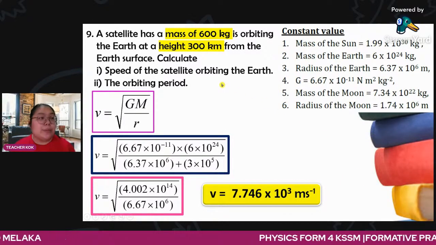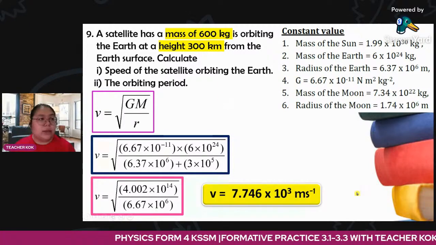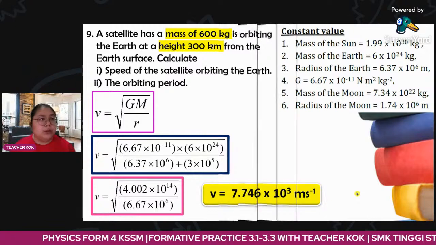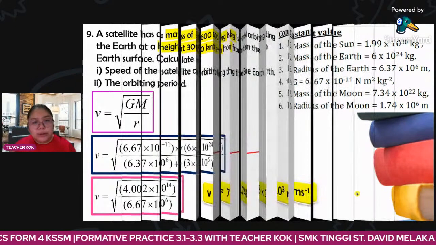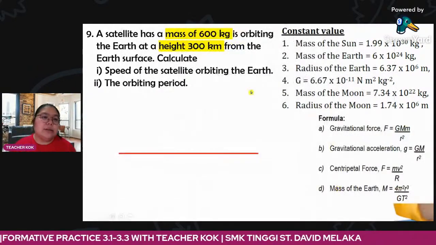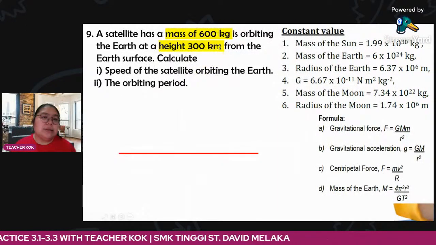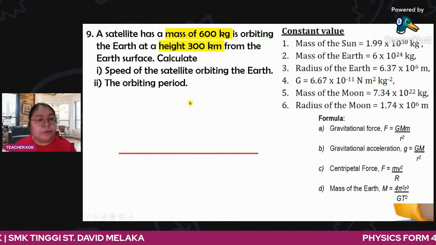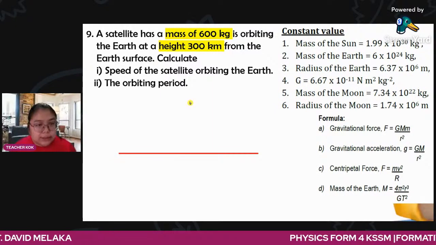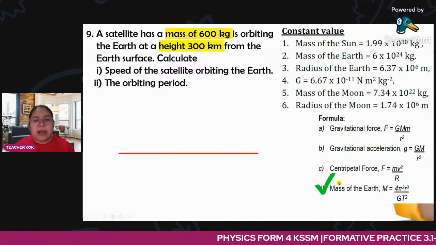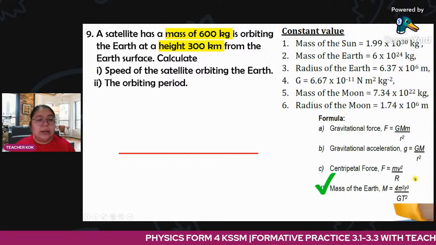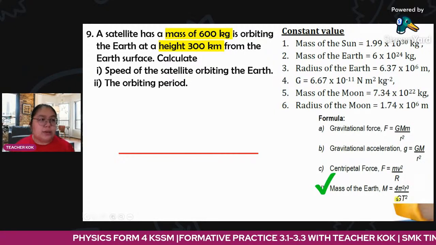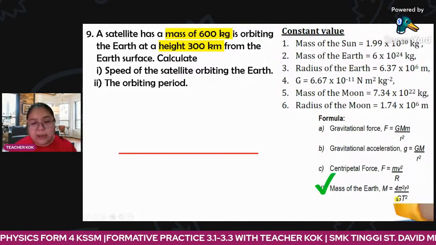Okay, how about the orbiting? Let's see the orbiting. Now we're going to see the orbiting. The satellite speed we finished. Then for the orbiting, that means we need to use the formula to find the T, the period. Remember the T? We get it from the last formula. The last formula is the biggest one, the complicated one I told you just now.